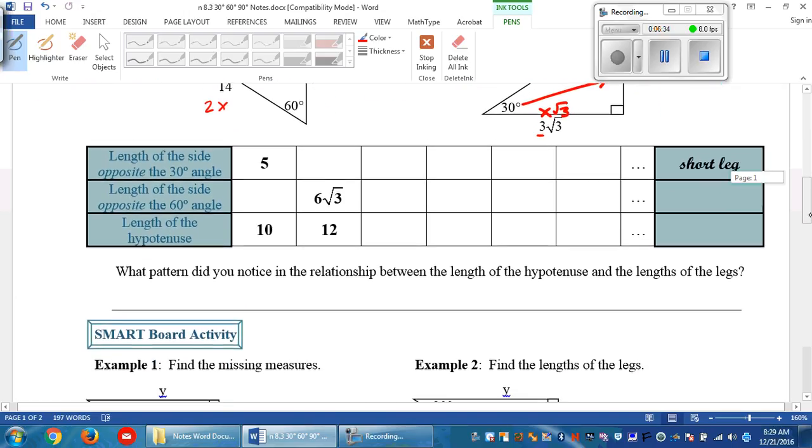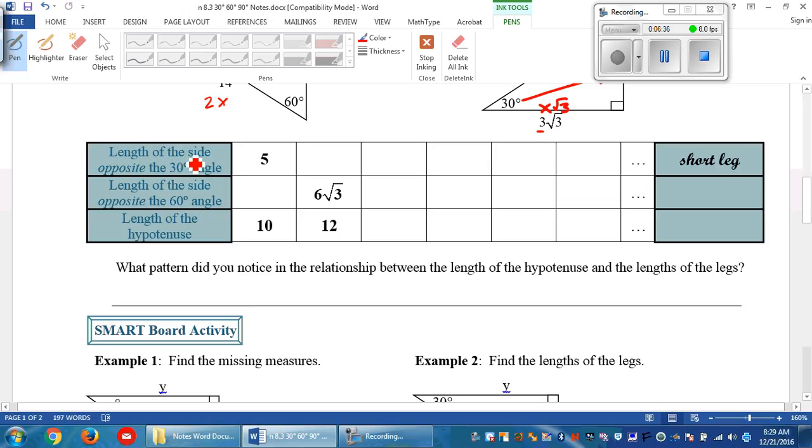So, what do we have here? The length of the side opposite the 30 is 5. So what does that mean? The length of the side opposite 60 is 5 root 3. And the length opposite the hypotenuse was 10, so we doubled it.